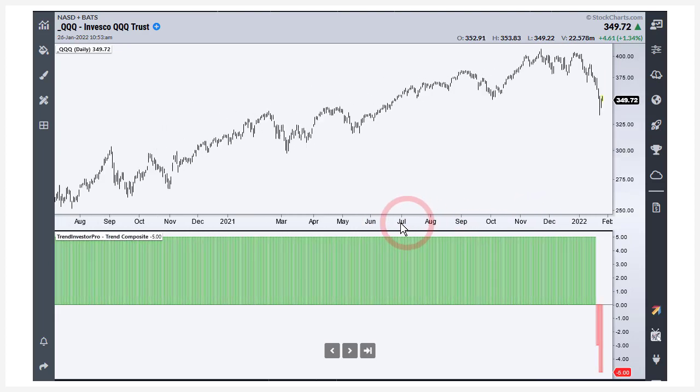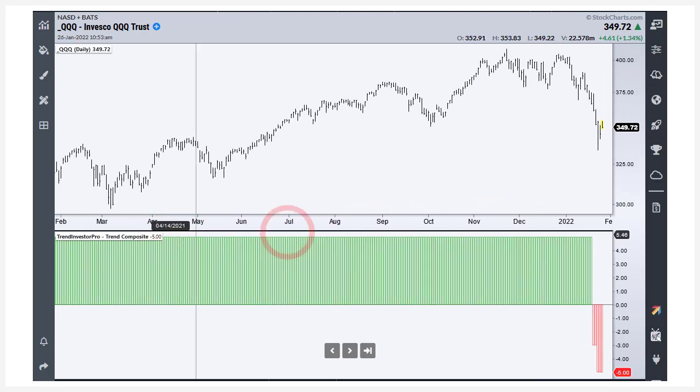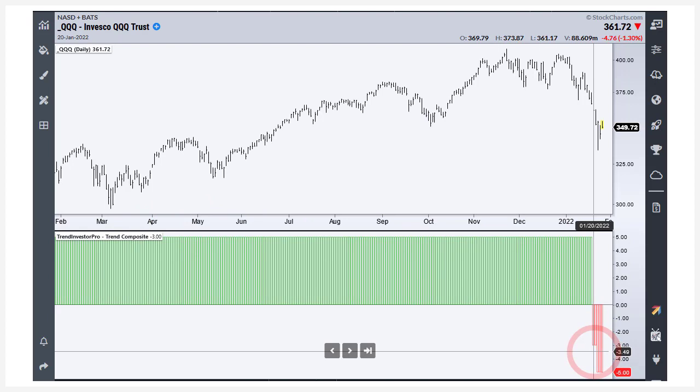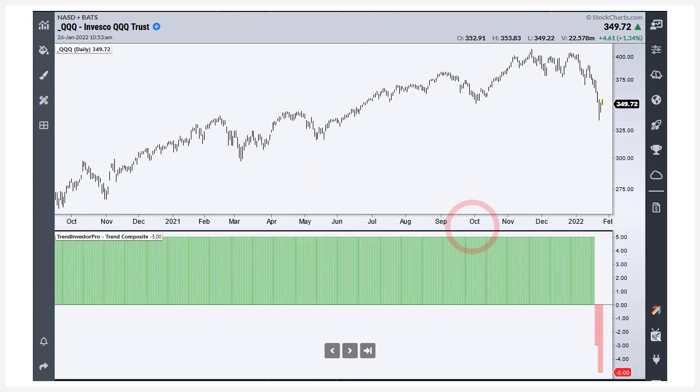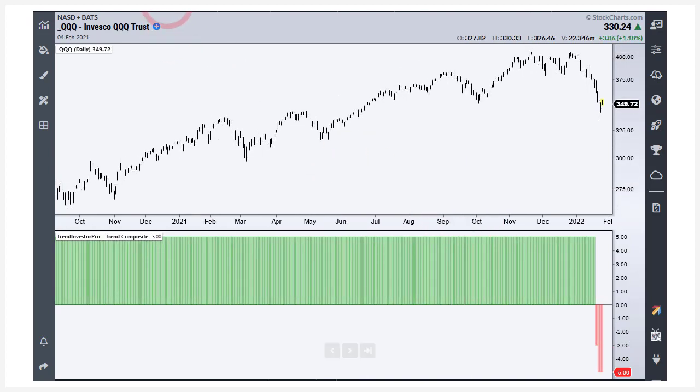I'll go ahead and open this up so we can see a little bit of detail here. We went to -3 on January 20th, and that basically means 4 indicators turned bearish and 1 indicator was bullish. And we can see now all 5 indicators are bearish. So QQQ is on a bearish signal right now.